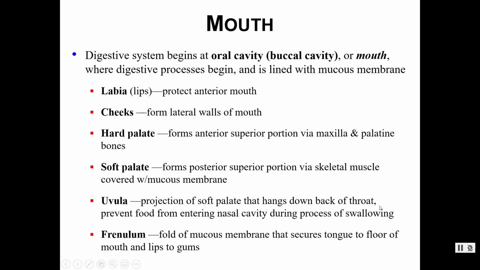This helps prevent food from entering the nasal cavity when we swallow food. So we don't want our food to go up. We want the food to go down. And then the frenulum, these are little folds of mucous membrane that secure the tongue to the floor of the mouth and the lips to the gums themselves.